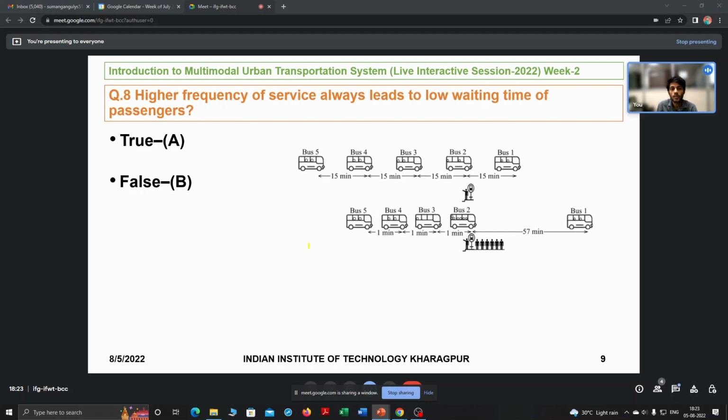And how is it related to the waiting time of passengers? You can see the picture here, right? This picture depicts something, so maybe you may correlate and try to answer, right? These are uniform headways. Buses are running every 15 minutes. In a particular hour, there are 5 buses. Here also, in a particular hour, there are buses at 57 minutes, 58, 59 and 60. So in 1 hour there are 5 buses, right? In both cases.